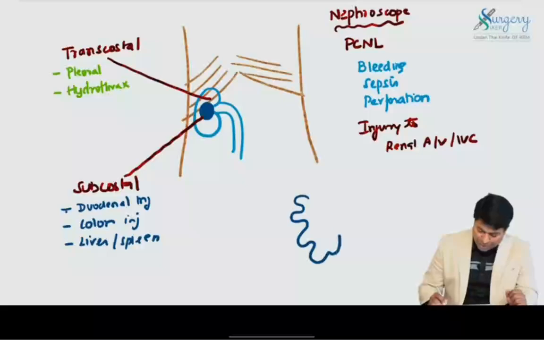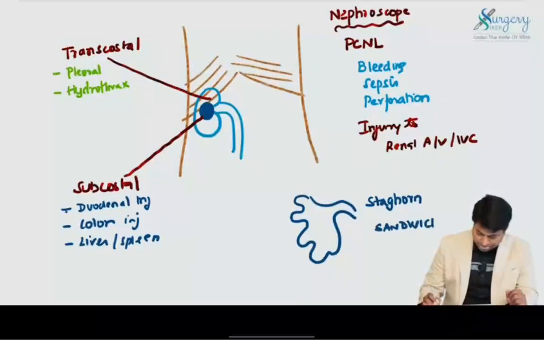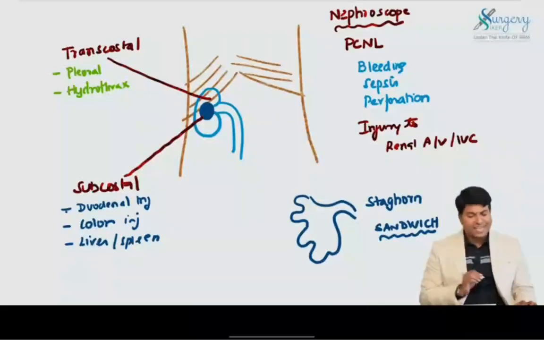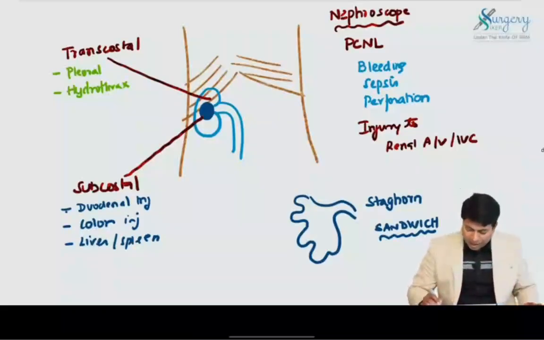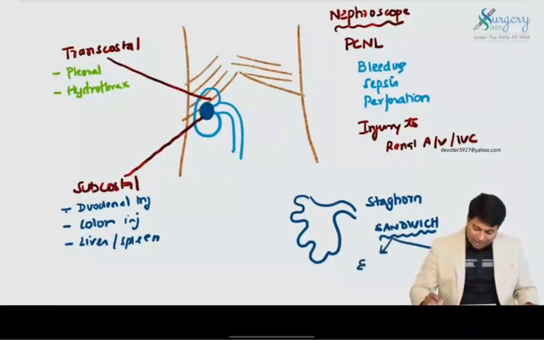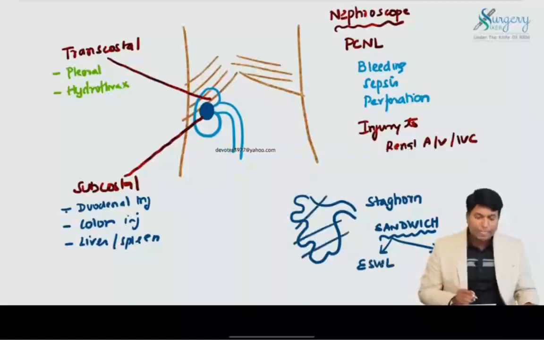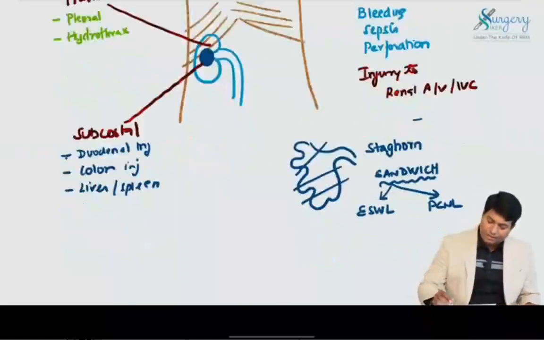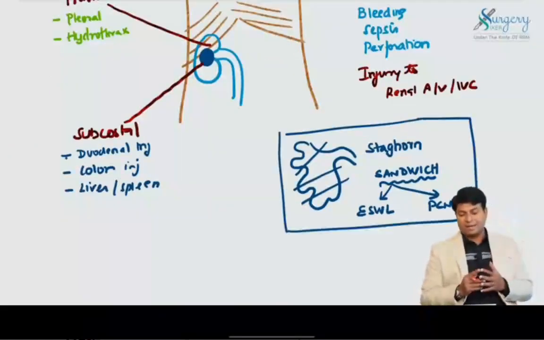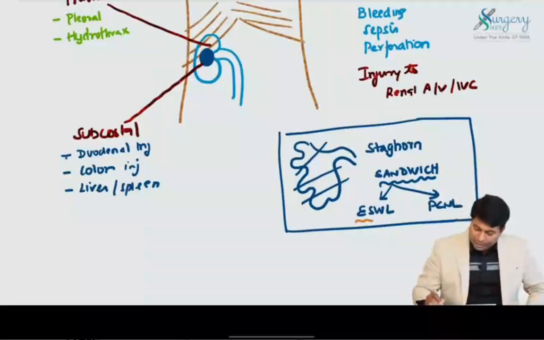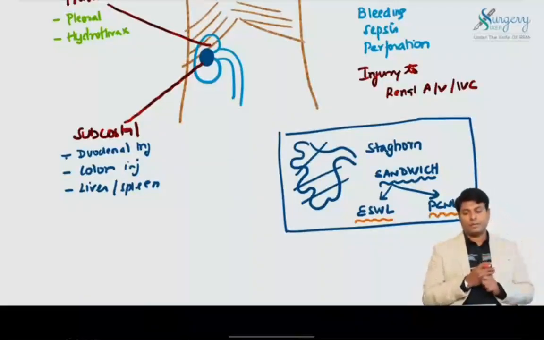If there is a huge staghorn stone like this, how will you remove it? For a staghorn stone, we use the sandwich procedure. If the word sandwich is in the options, go with it; or else go with PCNL. What is sandwich? First we do ESWL and crack the stones, then you go with PCNL. So please remember, first you break with ESWL and then go with PCNL. That is the sandwich technique. But if they ask which single technique is best, go with PCNL.